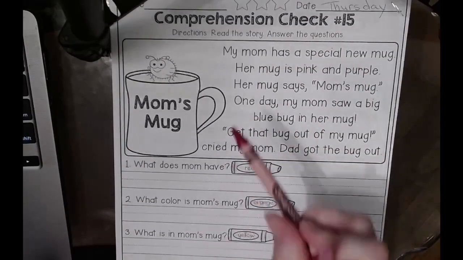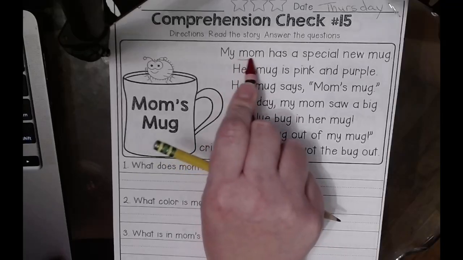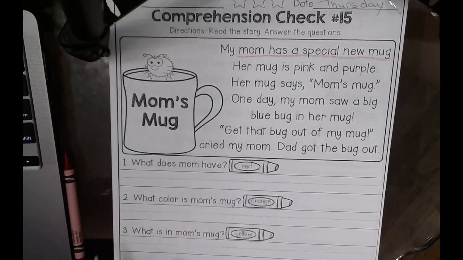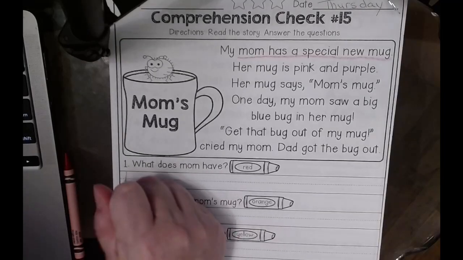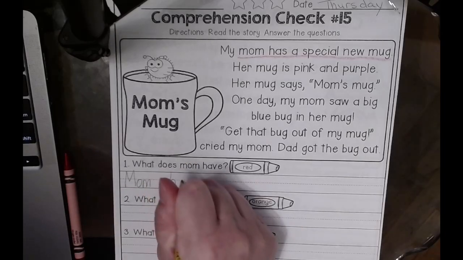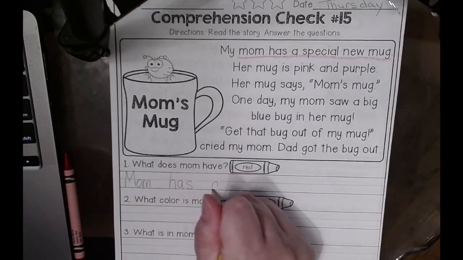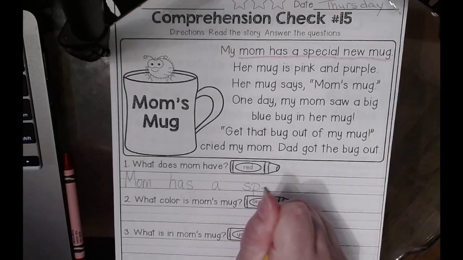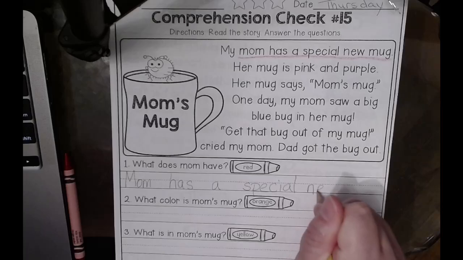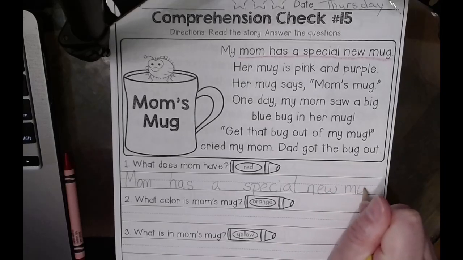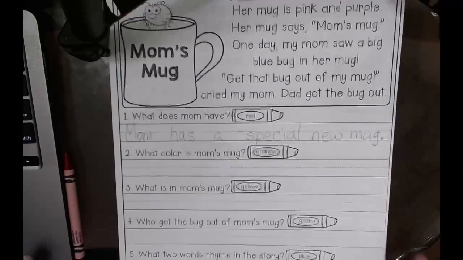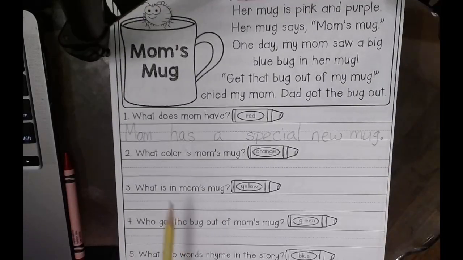So with my red, I am going to underline because that shows me where I got my answer. And I need to be making these complete sentences. So Mom has a special new mug. Students are in 3rd grade, so they need to be making sure these are complete sentences.